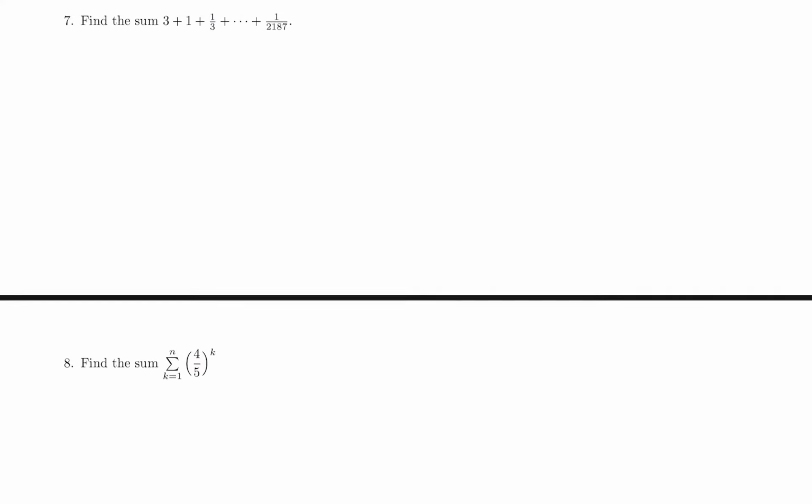Okay, let's look at number 7. It says find the sum of this sequence 3 plus 1 plus 1/3 plus dot dot dot 1 over 2187. So what kind of sequence is this? We can find a common ratio of 1/3 because we're multiplying by 1/3 every time. This is a geometric sequence, right? And we're adding a finite number of them, right? So we have to use the geometric sequence formula, which for a finite one is S of n equals first term times 1 minus r to the n over 1 minus r.